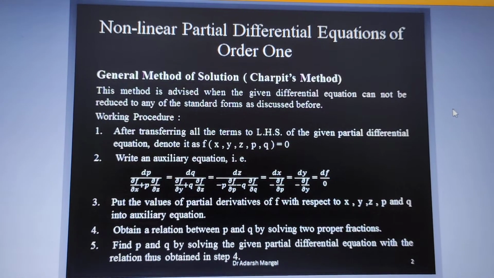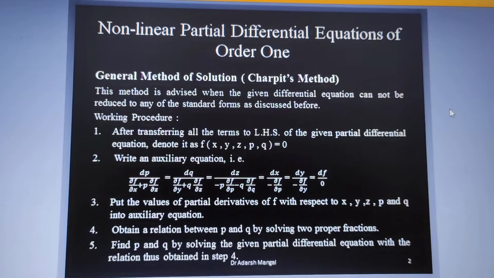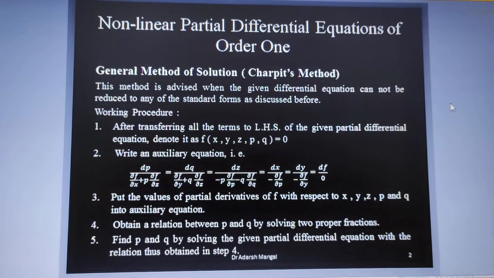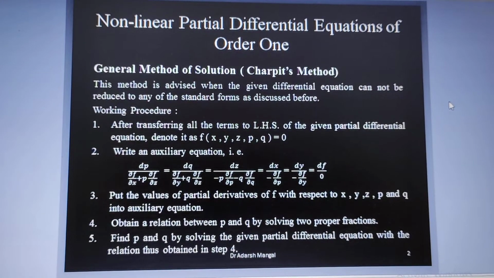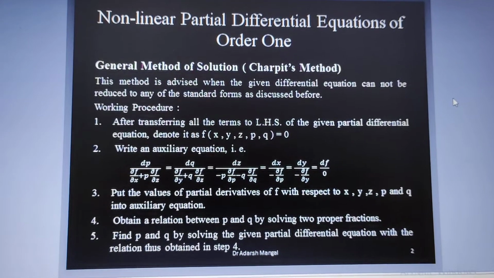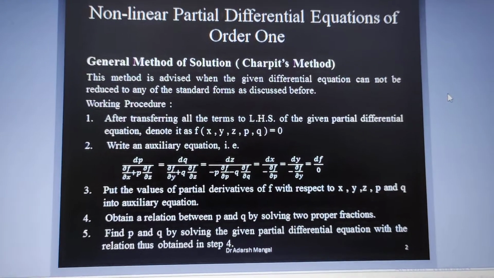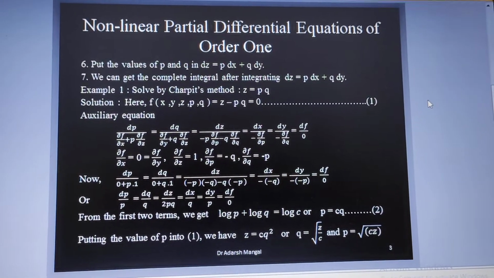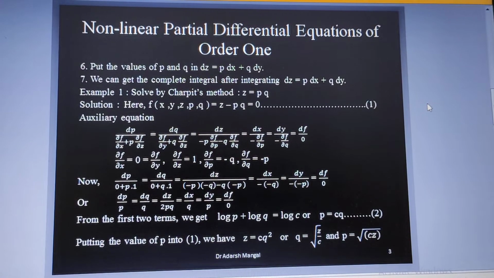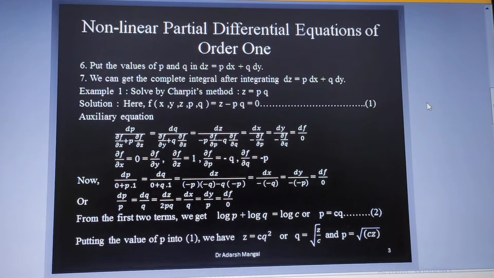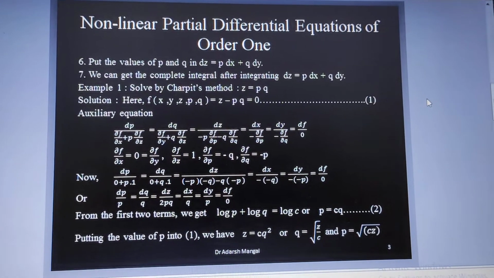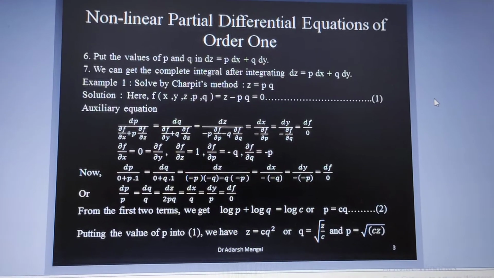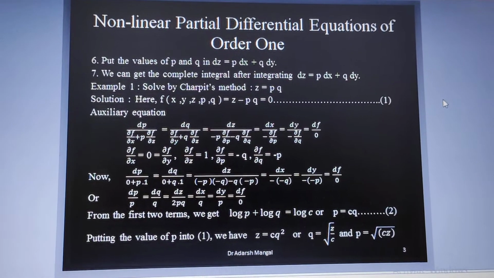Now obtain a relation between p and q by solving two proper fractions out of these five. Now find p and q by solving the given partial differential equation with this relation obtained in step 4. Now put the values of p and q in dz equal to p dx plus q dy. Now we can get the complete integral after integrating. Let us take some examples to illustrate the method.